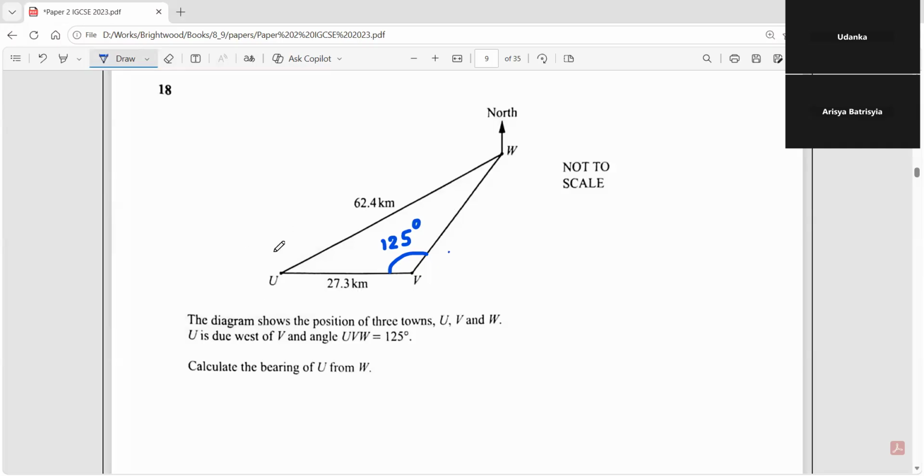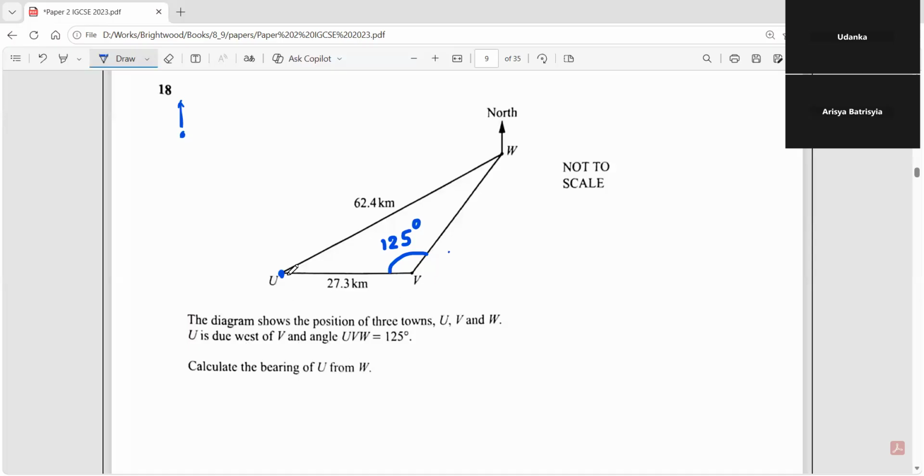What is the bearing? First of all, tell what is the bearing? Bearing always should be calculated from the north direction. Clear? Bearing always should be calculated from the north direction. They ask the bearing. Okay. The diagram shows the position of U, V, W. U is due west of V and angle UVW is 125. Calculate the bearing of U.